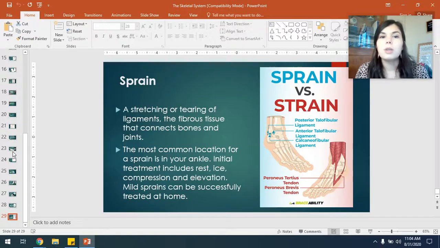And then lastly, we're going to talk about sprains. What is a sprain versus a strain? A sprain is the overstretching of ligaments, versus a strain is the overstretching of tendons or muscle-related injuries. So sprains are related to the skeletal system, strains are related to the muscular system. The most common location for a sprain is in your ankle.